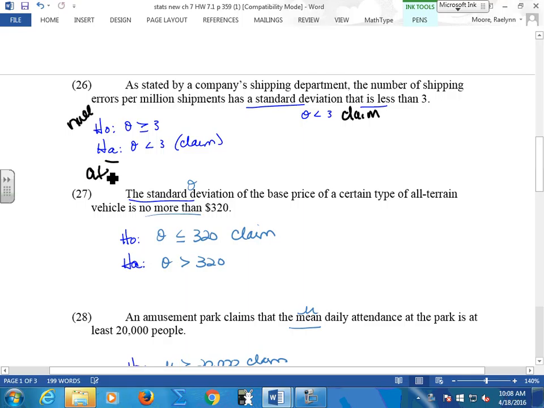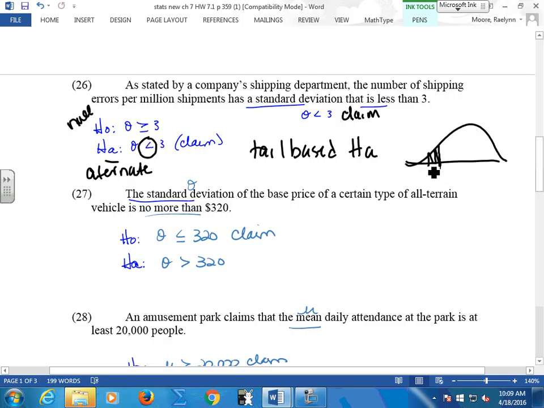This is a null. This is an alternate. Now we're going to learn today that we make the tail based on, and I want you to write this down, the HA. So I'm looking at this guy right here, and it's pointing to the left. So my tail test is going to be a left tail test. So I'm incorporating this right into the ones that you just did. Okay? And again, we use the symbols for population parameters because we're making this test on a population using our sample information.